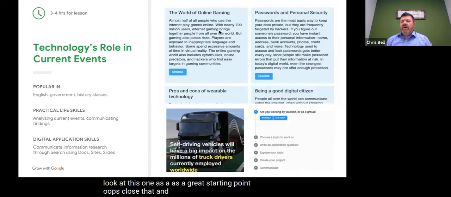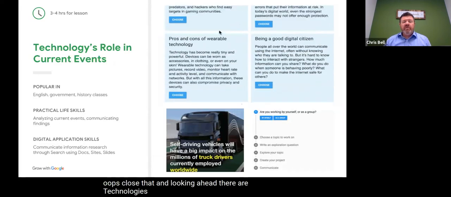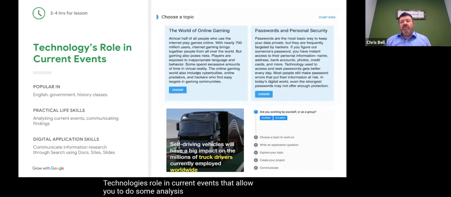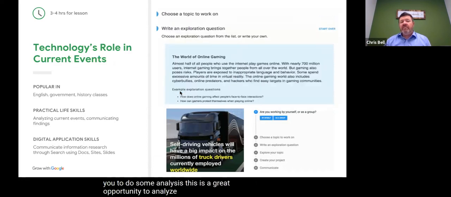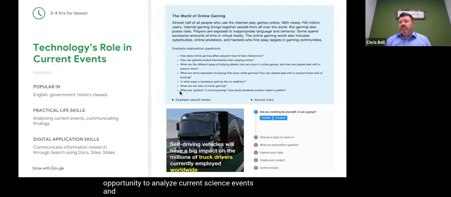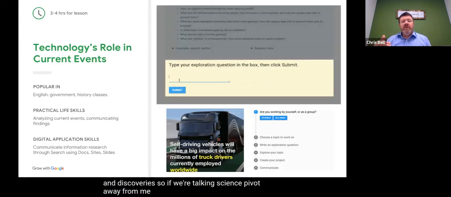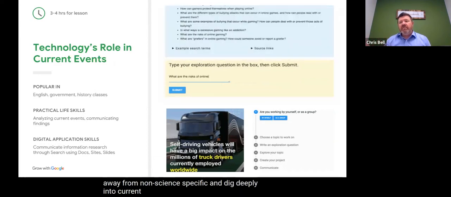And looking ahead, there are technology's role in current events lessons that allow you to do some analysis. This is a great opportunity to analyze current science events and discoveries. So if we're talking science, pivot it away from non-science-specific and dig deeply into current and relevant science topics.